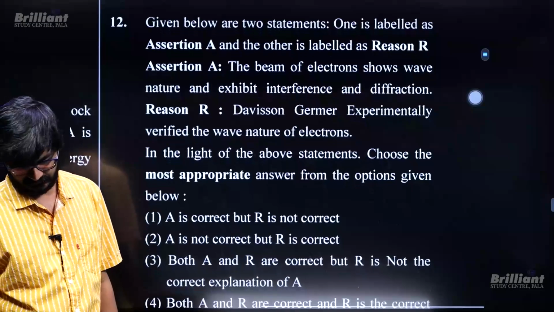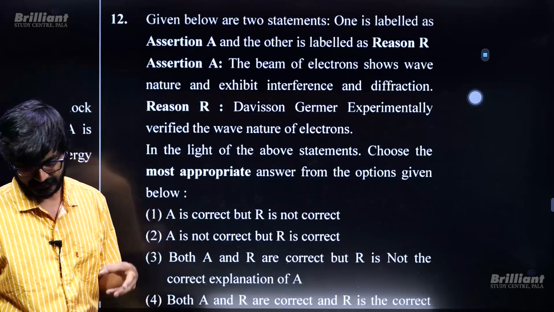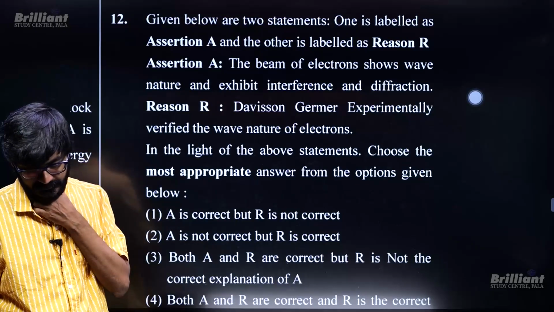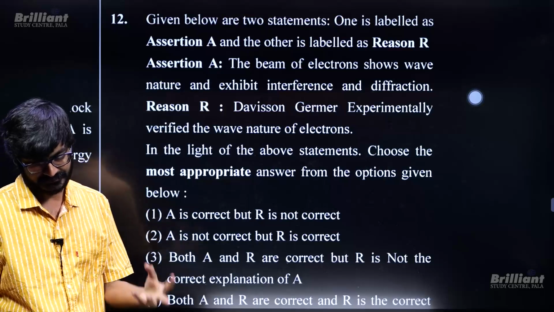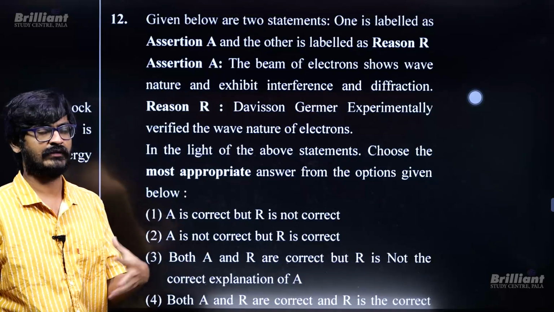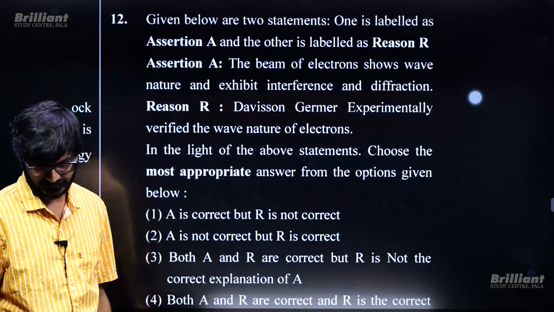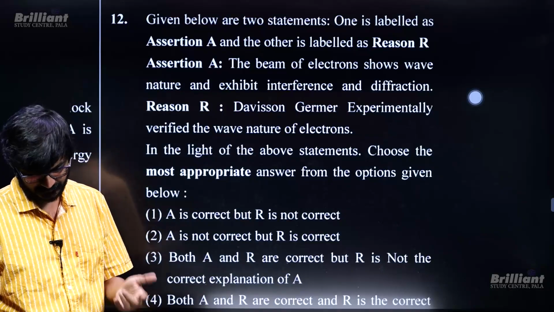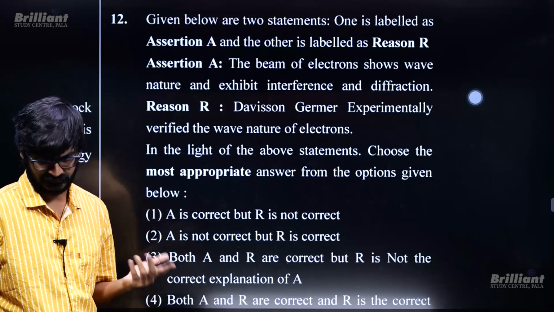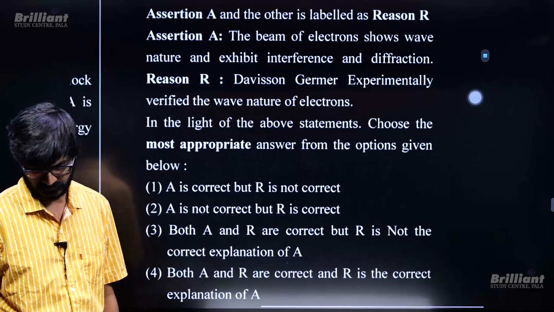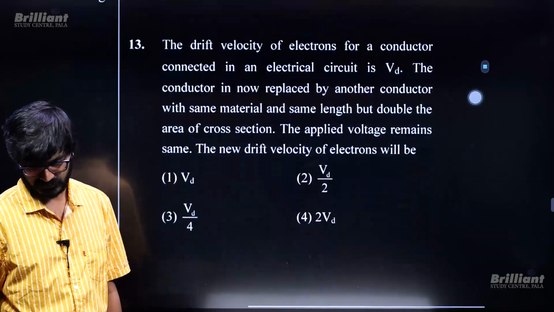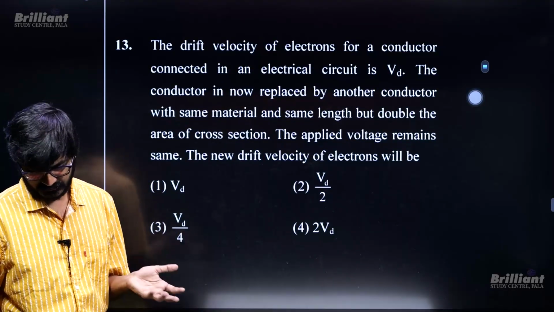Okay, assertion. The beam of electrons show wave nature and exhibit interference and diffraction. Yes, that's correct. Davisson-Germer experimentally verified the wave nature of electrons. That's the experiment we have in the textbook to convince ourselves that electrons behave with wave nature, right? So assertion is correct, reason is correct. Based on this reason only, we understood electrons are going to perform like wave nature. So both are correct and it's a correct explanation. Option 4.